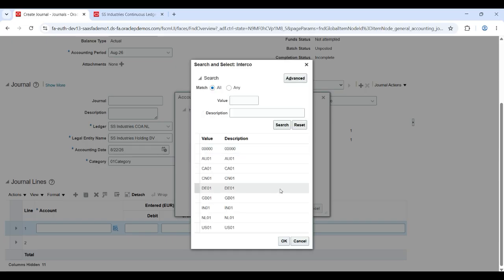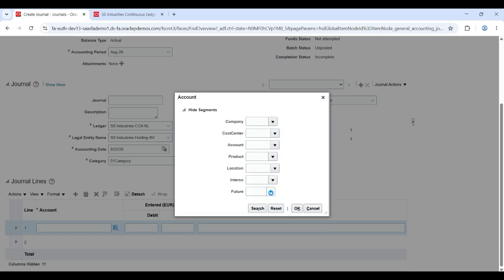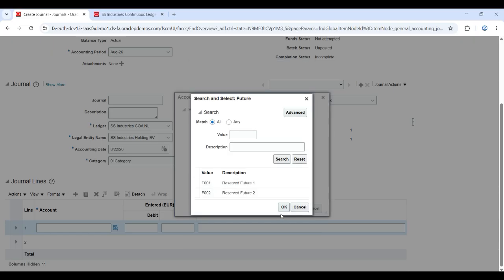The next is the intercompany. The created intercompany are searched. All the intercompany with the various intercompany details are displayed. The final one is the future reserved segment and its details are displayed.